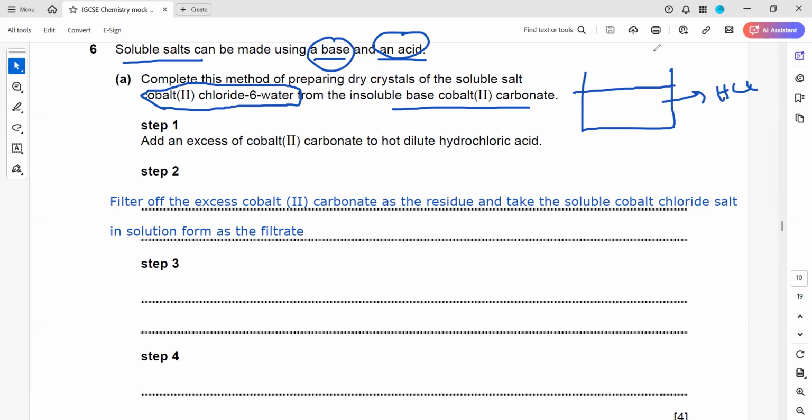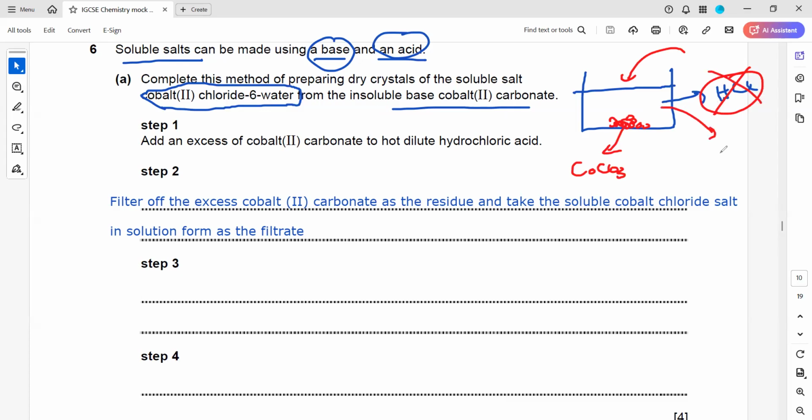But in this HCl, we add an excess of cobalt carbonate. So when I add excess cobalt carbonate, the cobalt carbonate is more than enough. This will be the unreacted cobalt 2 carbonate, the unreacted one. And what will happen to HCl, because we use a limiting HCl and an excess of cobalt carbonate.